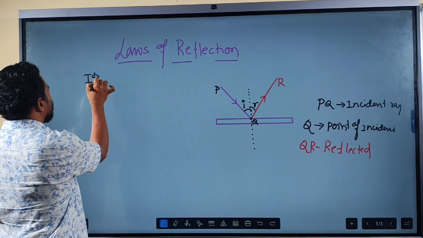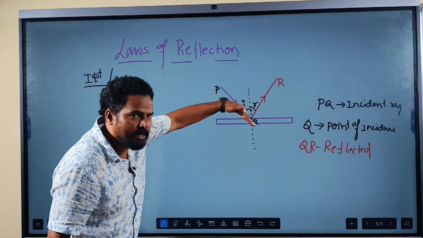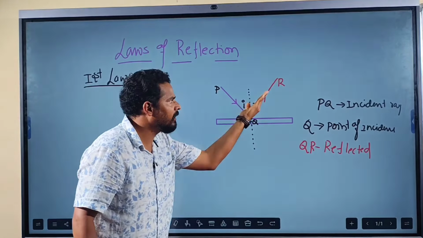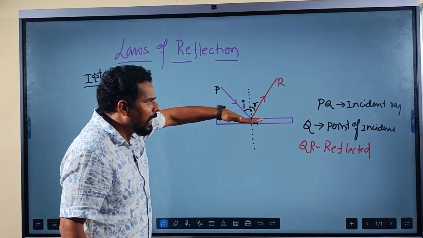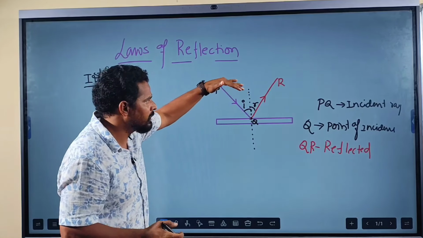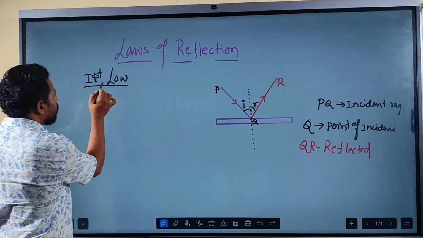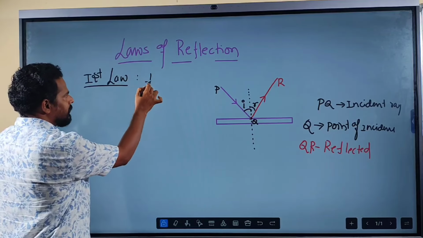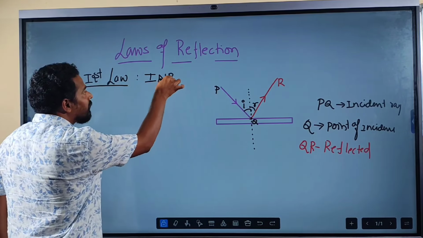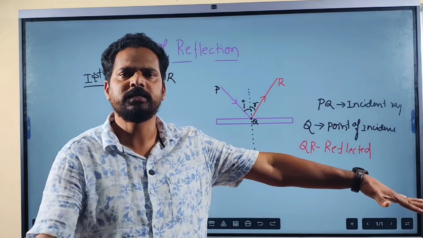So based on the reflection of light, we have two laws. First law, very very important. Look at the diagram. The incident ray, the normal at the point of incidence, and the reflected ray all lie on the same plane. So all these rays are lying on the same plane. This is the first law.